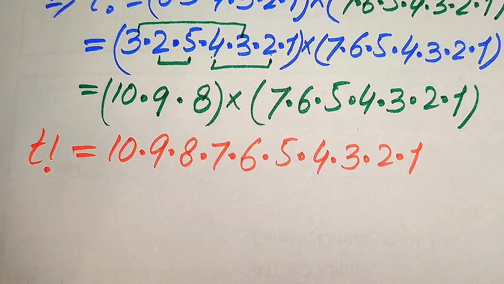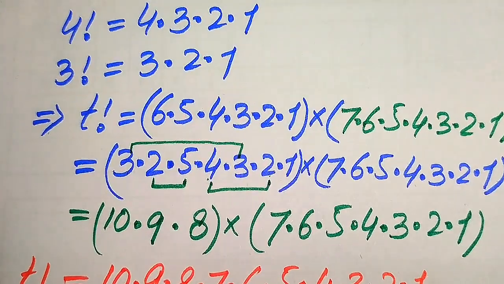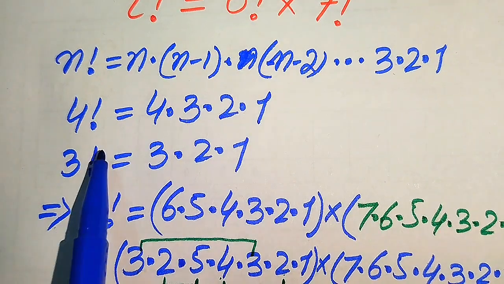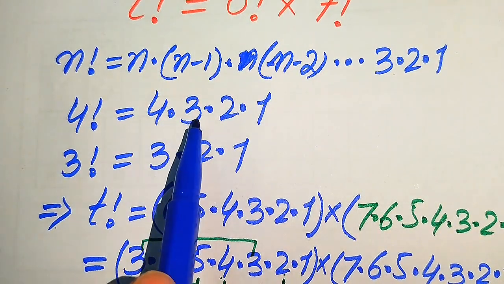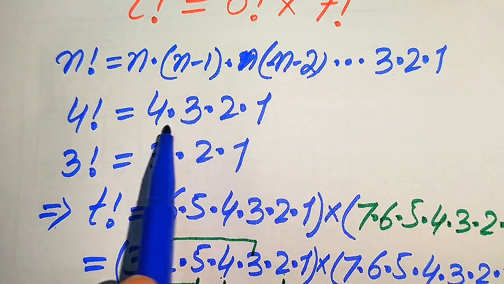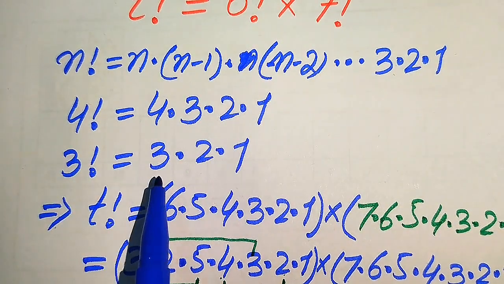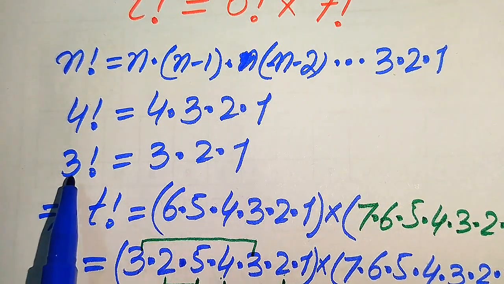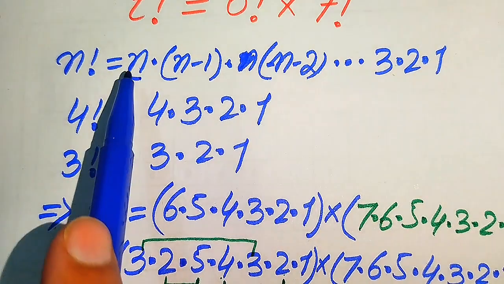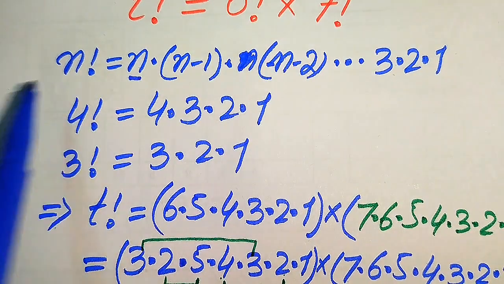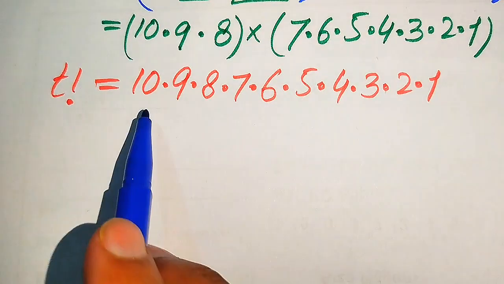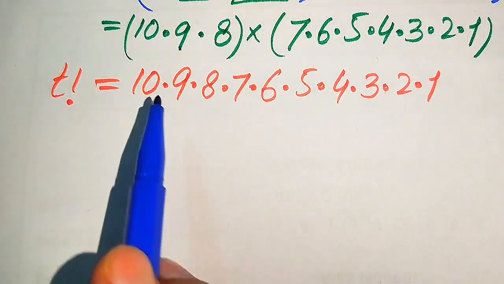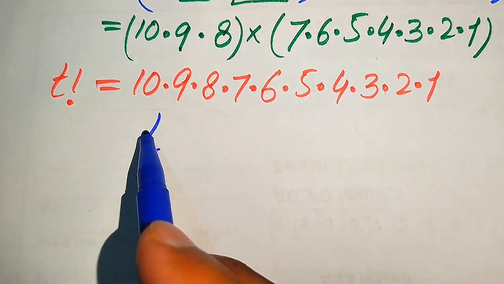So now if you focus on the definition of the factorial sign, you see here that if this started with 4, we have 4 times 3 times 2 times 1, so we denote these terms as 4 factorial. If this started with 3, we write it as 3 factorial. If this started with n, we denote it by n factorial.